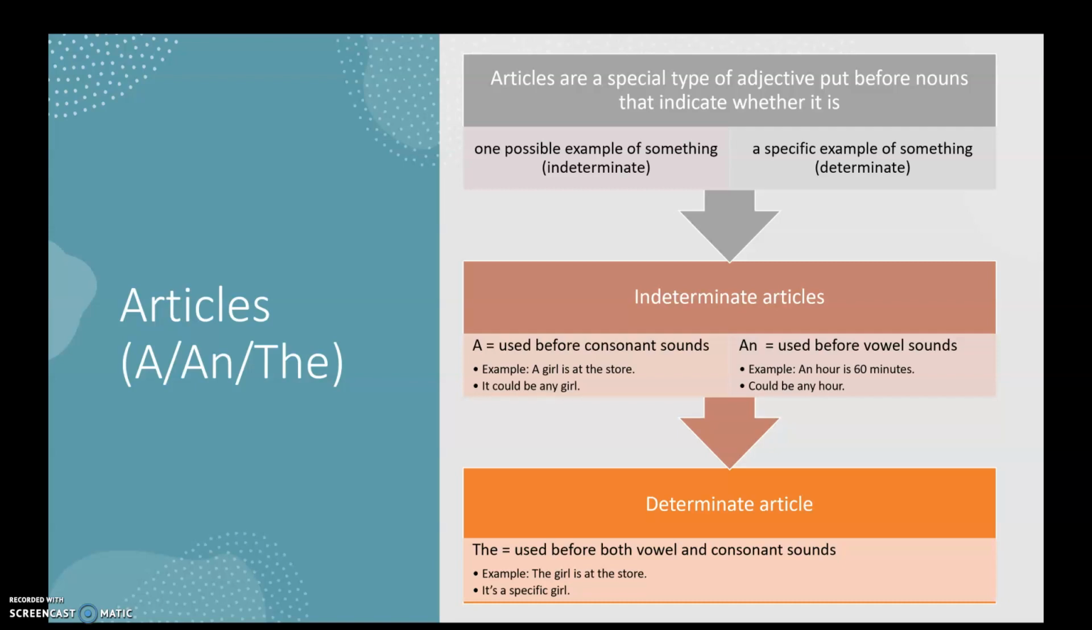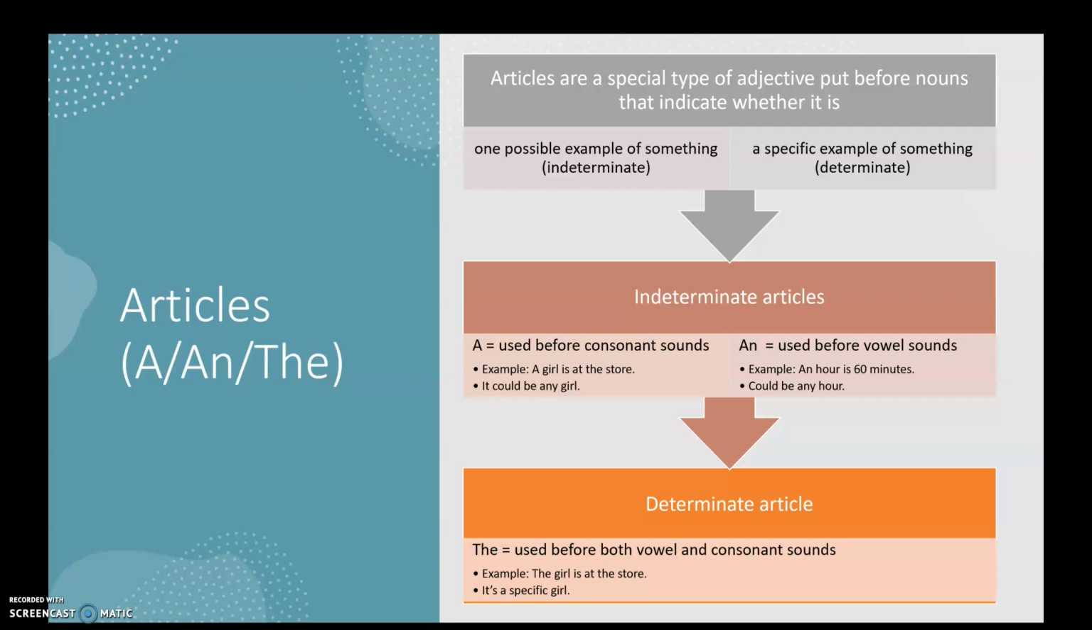So indeterminate articles, there are two indeterminate articles. There is a and an. They work very similarly. In both cases, it could be any of something. So, a girl is at the store. It could be any girl. An hour is 60 minutes. It could be any hour. You're not talking about a specific hour.